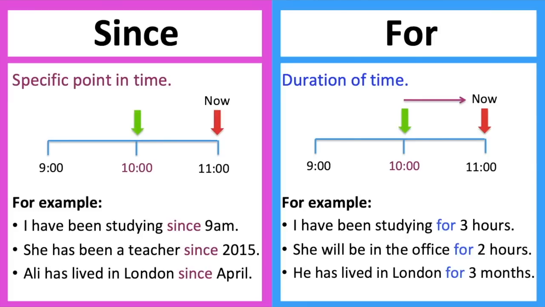However, if you're not sure of the exact period of time, then you can use phrases like for ages, for a while, for a long time, or for a short time. For example, I can say, I have been studying for ages. She will be in the office for a while. He has lived in London for a long time.